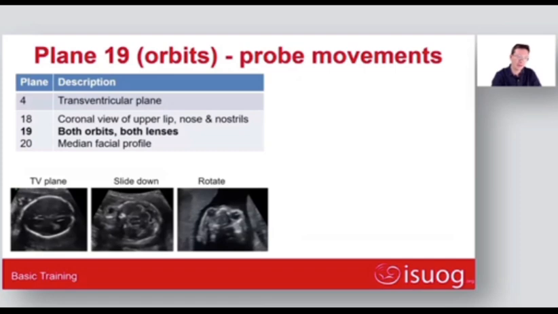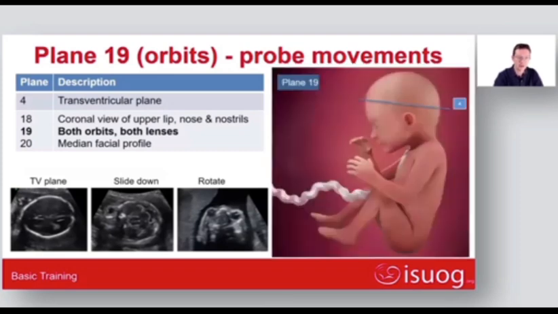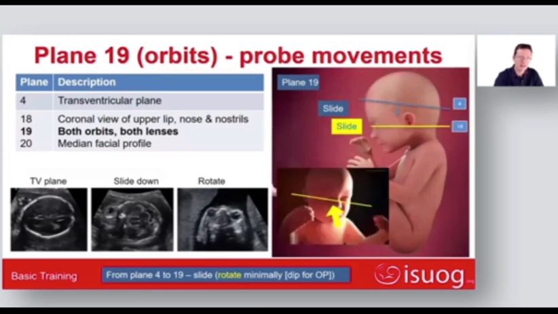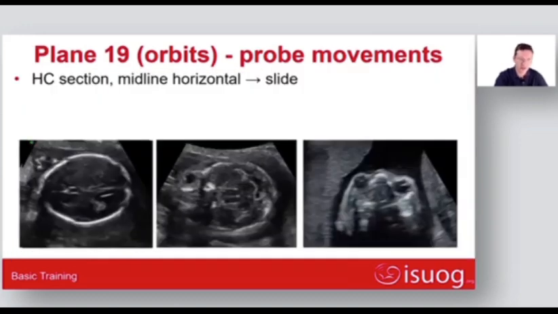To obtain the orbit plane, you also have to start from the transventricular plane, then you slide down to the orbit and cerebellum, then you need to slide laterally to place the transducer in front of the orbit on the same plane. Here is another example.